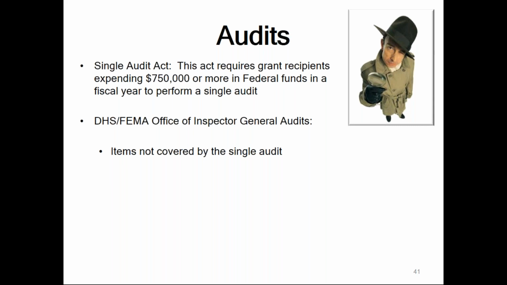You could be subject to an audit from FEMA's Office of Inspector General, often referred to as OIG. Generally, OIG covers items that are not covered in the single audit. Also, our office, Iowa Homeland Security and Emergency Management, will be monitoring your project files and monitoring all your grant activities throughout this entire process with you. So be aware that the state of Iowa will be monitoring as well.